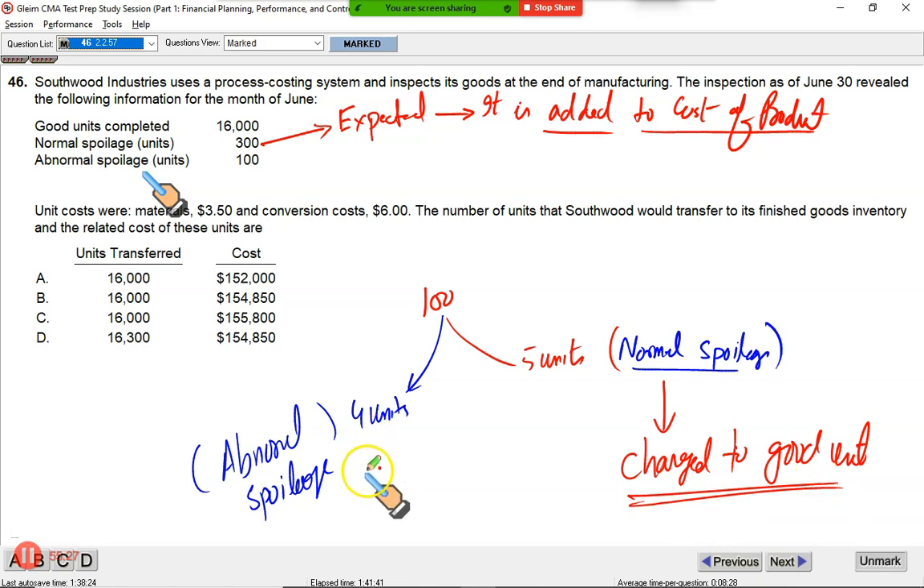But the abnormal spoilage, this should not have happened. What we do with the abnormal spoilage is we separate the cost of abnormal spoilage and we treat it as a loss for the period separately in the income statement.